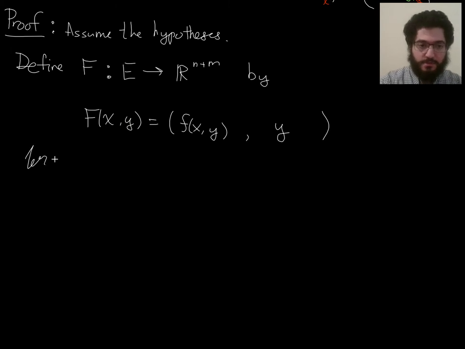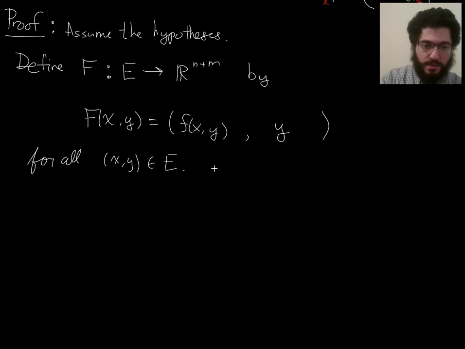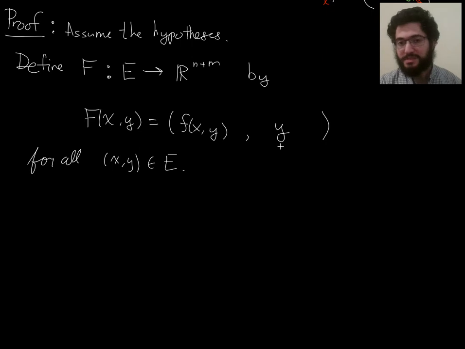And this is for all points in E. So capital F is a version of little f that remembers what the second input was. Little f takes 2 inputs, x and y, and it gives you 1 output. Capital F is similar to little f, but it makes sure that whenever you input a pair, it remembers what the second input was. And the key of our proof will be to show that we can apply the inverse function theorem to capital F, then apply it, and then interpret the result.